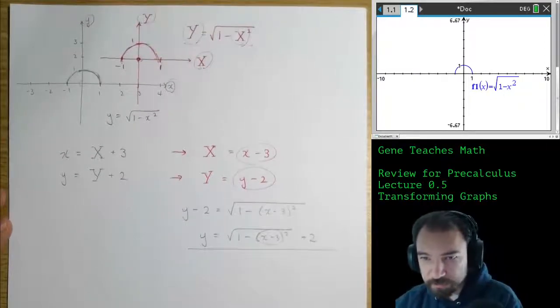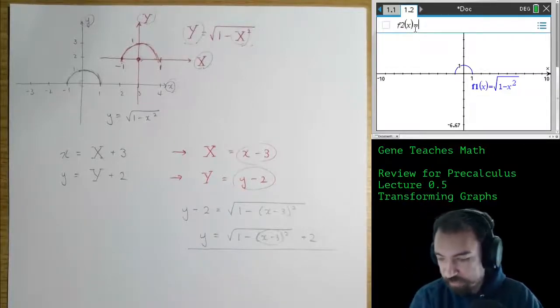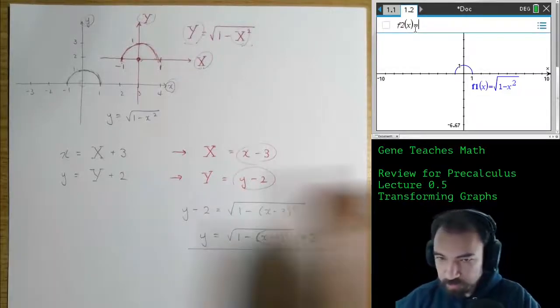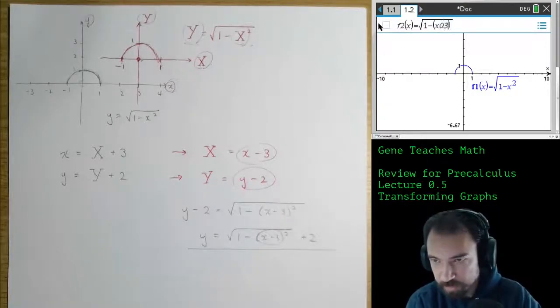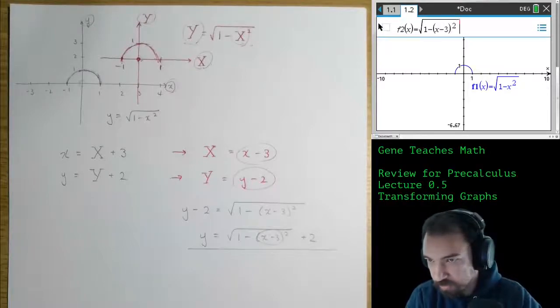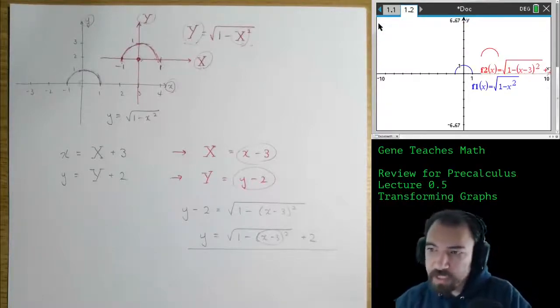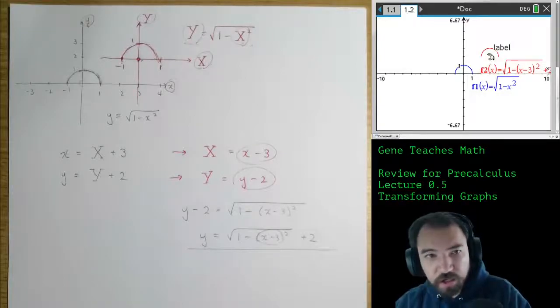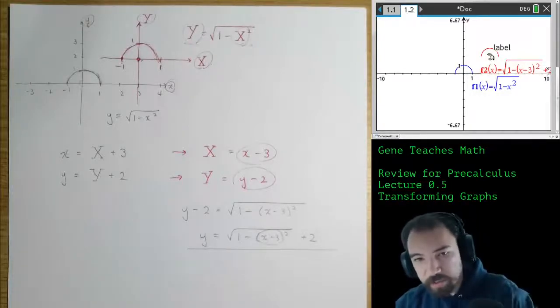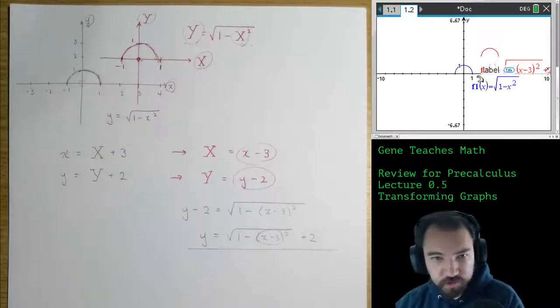Let's test that theory. We're going to go in here. We're going to make a new graph, y equals the square root of 1 minus (x minus 3) squared, with a plus 2 at the back. And indeed, we have moved this graph over 3 units and up 2 units, simply by considering a new coordinate system and doing a change of variables.